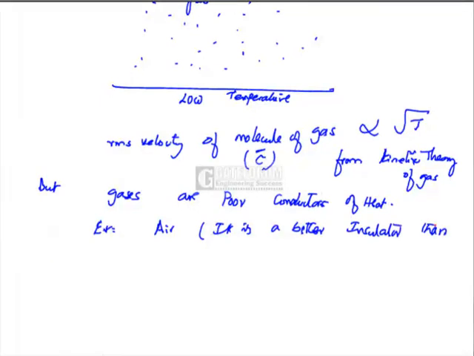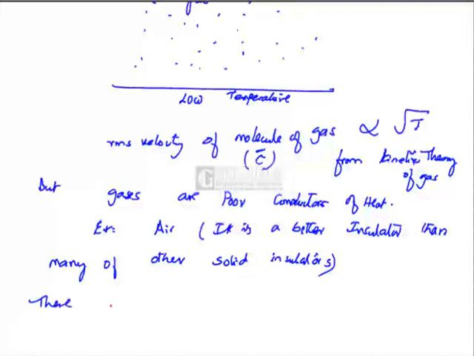than many other solid insulators like wood or rubber, etc. If metals are good conductors of heat, there are bad conductors of heat called insulators.